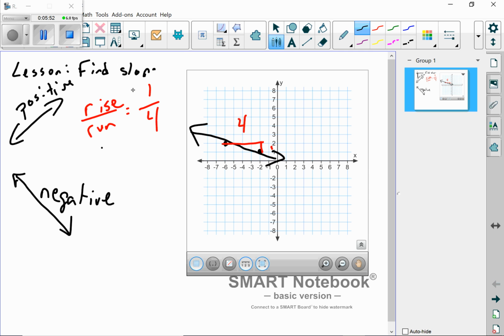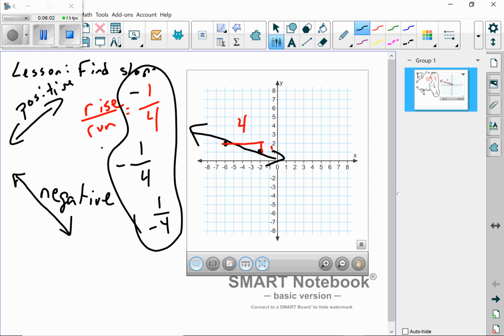I don't care if you put the negative on the 1, if you put the negative just out front, or if you want to put it on the 4. All of those are the same answers. This has to be a negative slope. Okay. A couple more things about graphs, then we're going to look at the formula. I'm just doing one big lesson this week, guys.